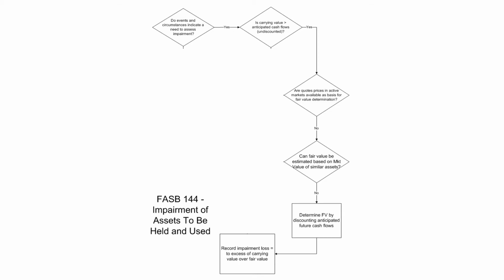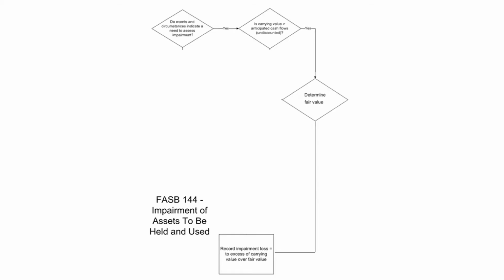However, if the answer is no, then we're going to determine the fair value by using the discounted anticipated future cash flows. But really, what these three criteria come down to is figuring out what the fair value is, and then you can record an impairment loss. So if we were to simplify the FASB 144 standard, this is what it really says.